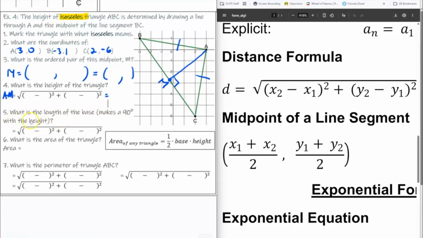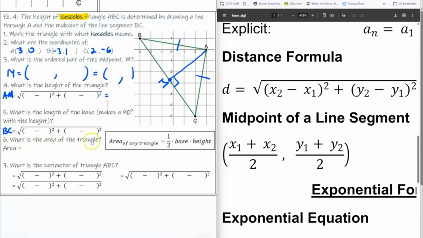All right, number 5, what is the length of the base? And it makes a 90 with the height. Okay, so what is the length of the base? So I'm telling you the base is BC because it makes a 90-degree angle with this height. So now find what is BC. All right, so this is just a review from a previous video to make sure you know. So find the distance, BC.